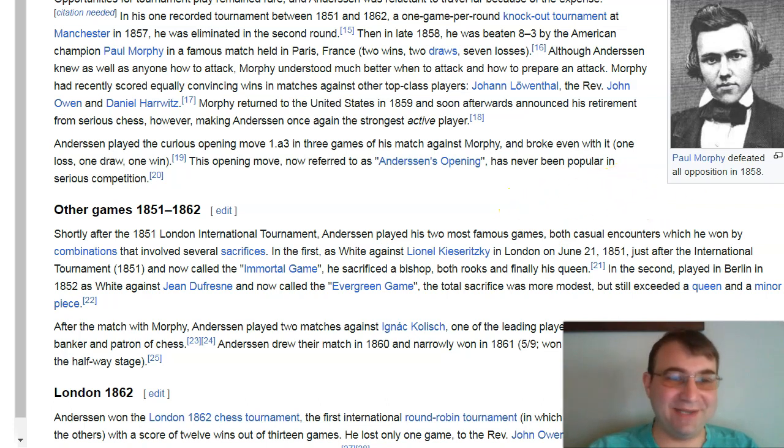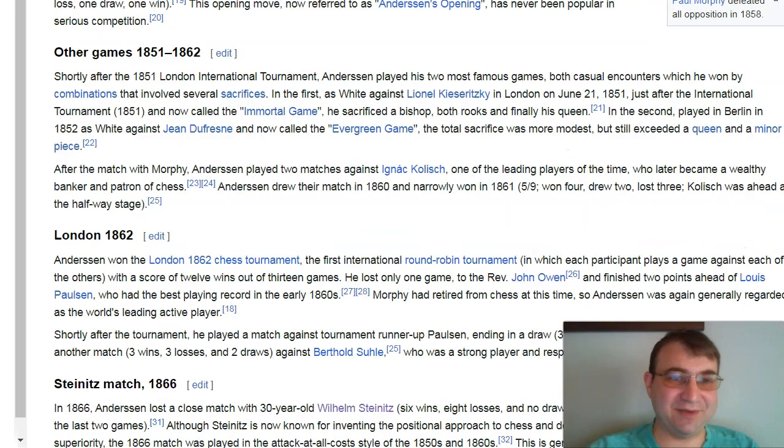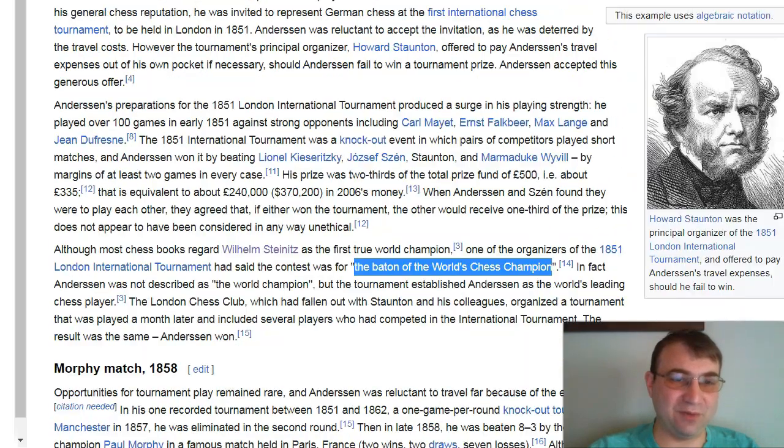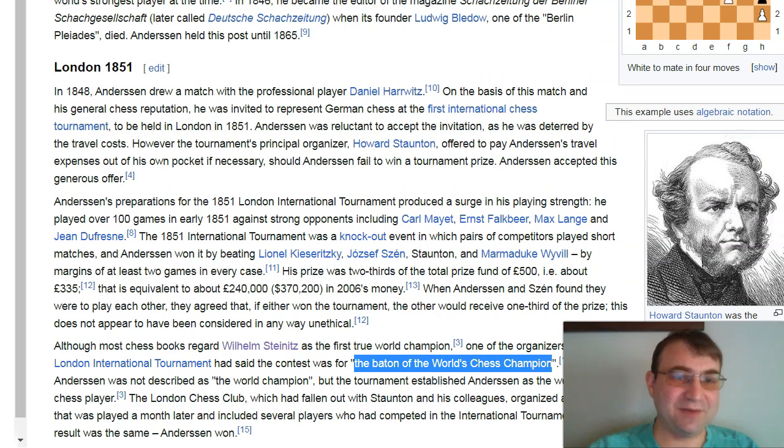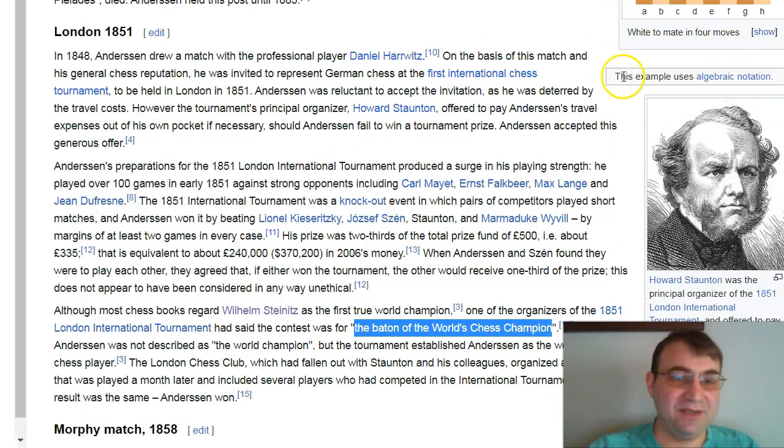If we go back to Anderson, we look at these two big international tournaments, and let me scroll to this one. There's the Morphy match here. We're getting to that. So the London 1851 tournament, the first international tournament in London. Anderson was reluctant to accept the invitation because of travel costs. However, the tournament's principal organizer, Howard Staunton, offered to play. Okay, so Anderson's preparation, etc., etc.